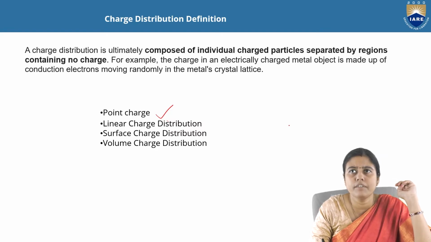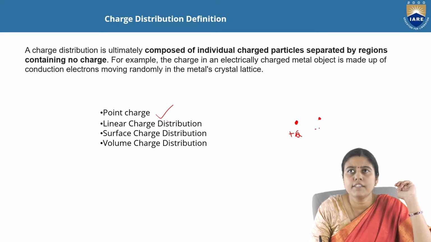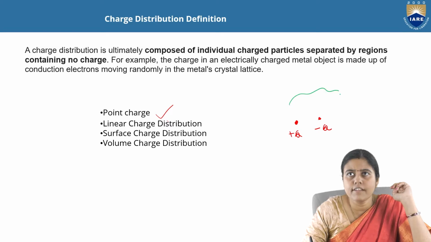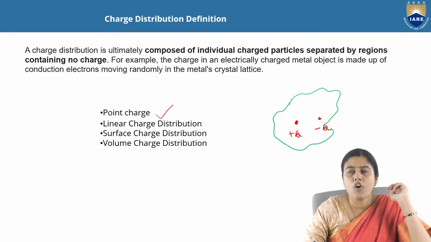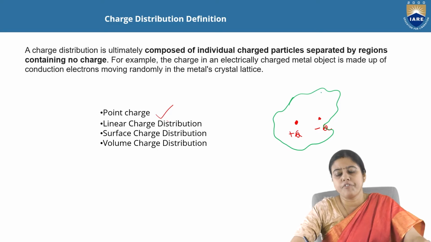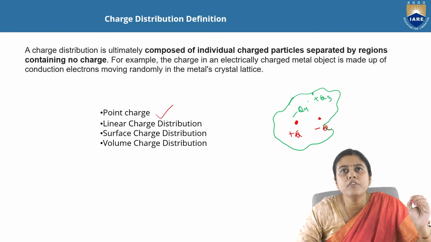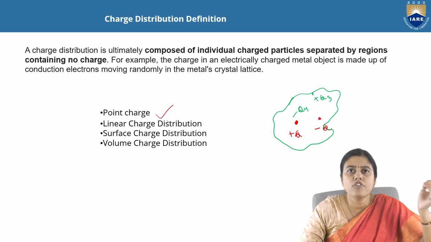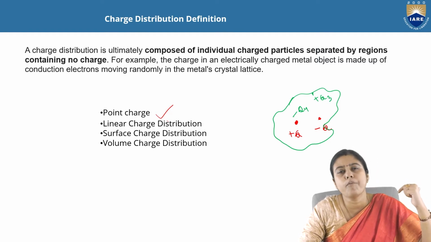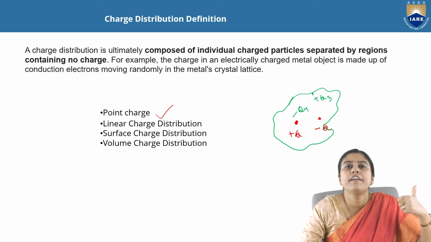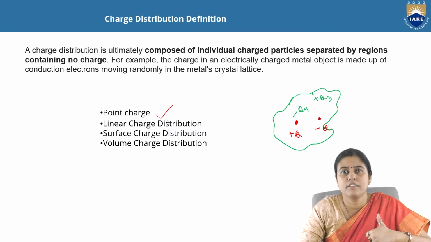Say we are taking a point charge, plus q, and another point charge, minus q. If a surface is a combination of different types of charge, plus q, minus q, plus q3, minus q4, the individual charges, individual electrons and protons, are known as point charges. What is the meaning of the plus?